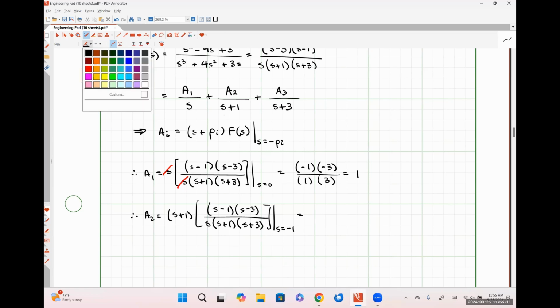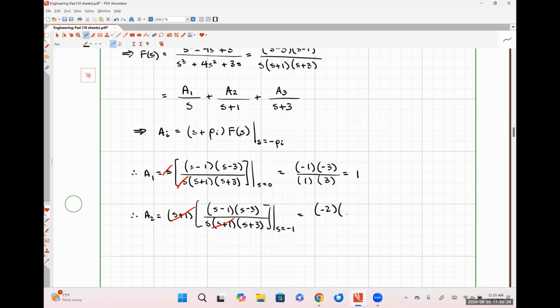Okay? Which means this guy cancels this guy, and so we're going to have -1 minus 1 is -2. -1 minus 3 is -4. -1 by itself, because we're just replacing s, and then -1 plus 3 is +2. So that looks like +8 over -2 is -4.